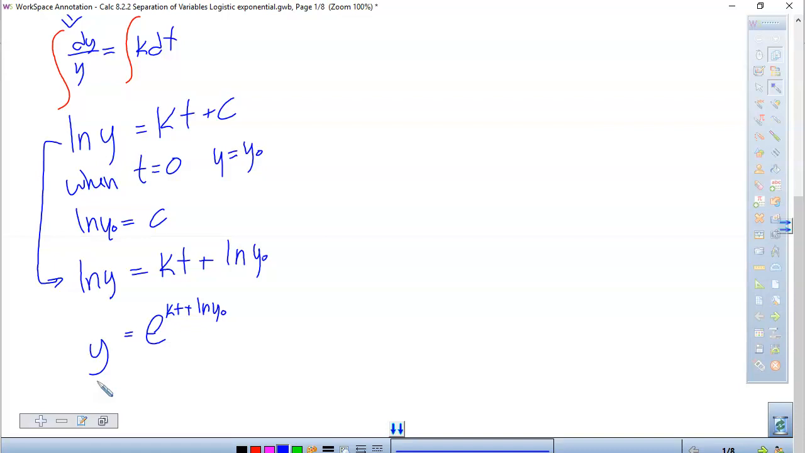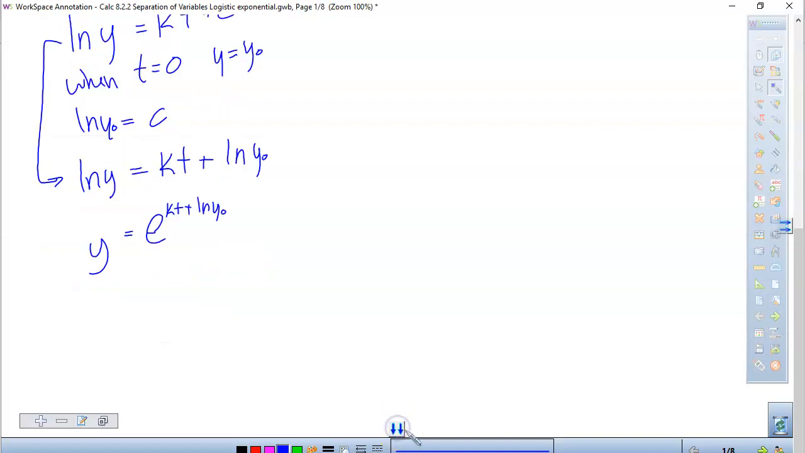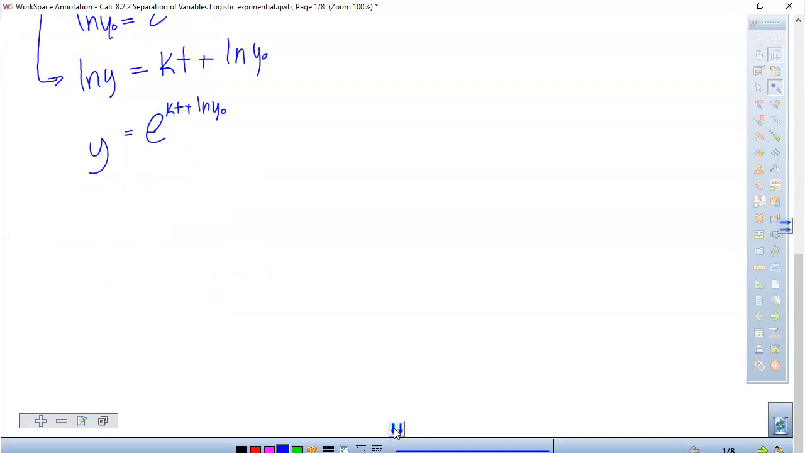Wait, can you just do e to the kt plus y sub 0? That's exactly what we're going to do. Yes to everything you guys are saying, okay? Now, when you are adding exponents, it's the same thing as if you were multiplying like bases. So that's y equals e to the kt times e to the ln y sub 0.